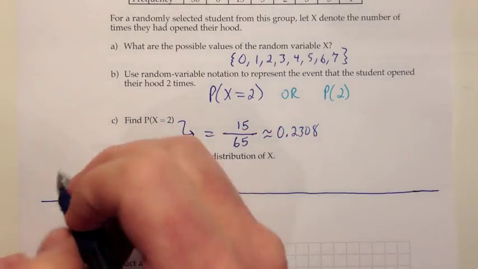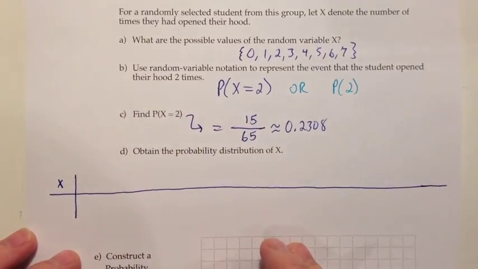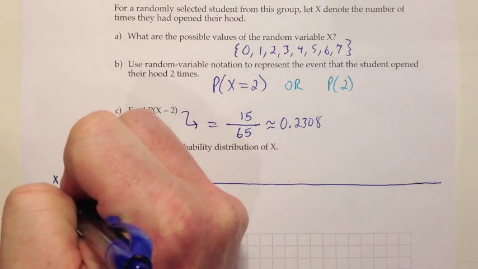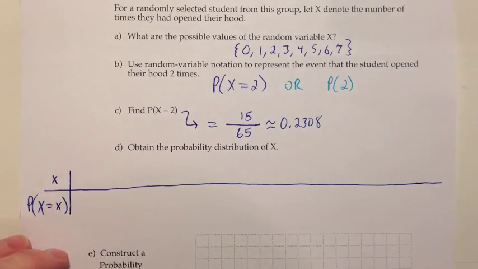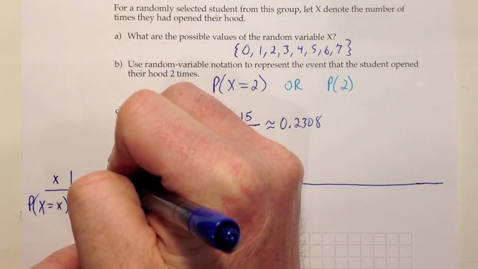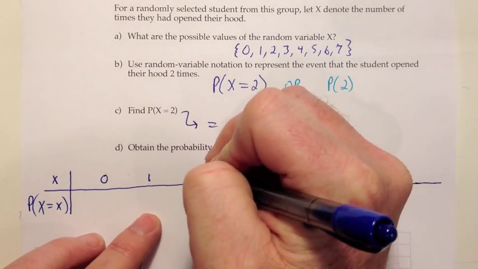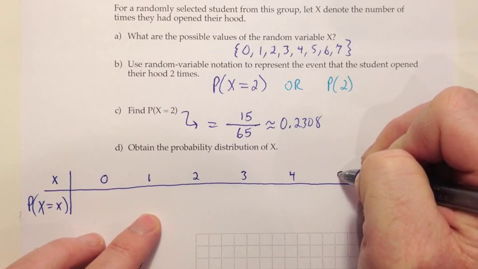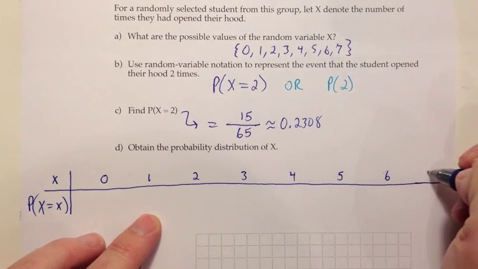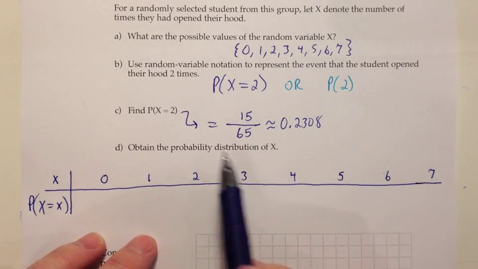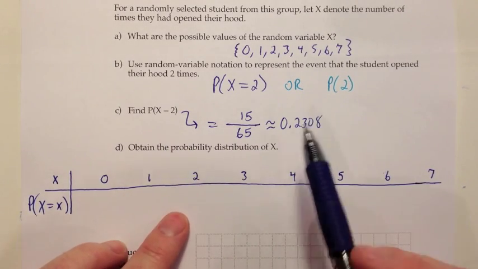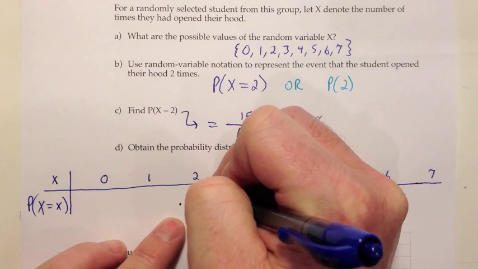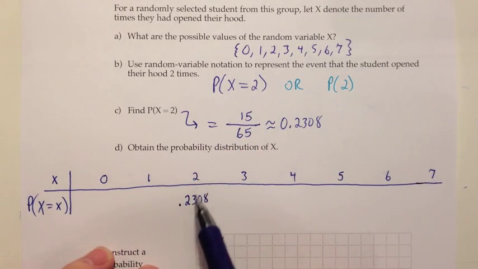And on the top, I'm going to list some values of X, and on the second row, I'm going to list the probability that our variable X would take on some of these possibilities for X. And X could be 0, 1, 2, 3, 4, 5, 6, or 7. And we already know that the probability that X would be equal to 2 is 0.2308. So I could write that right here underneath the 2. And then the chart would be telling us the probability of X being equal to 2 is 0.2308.